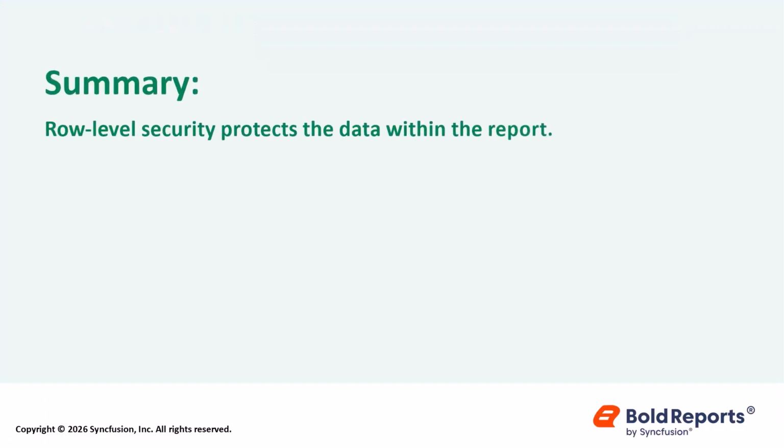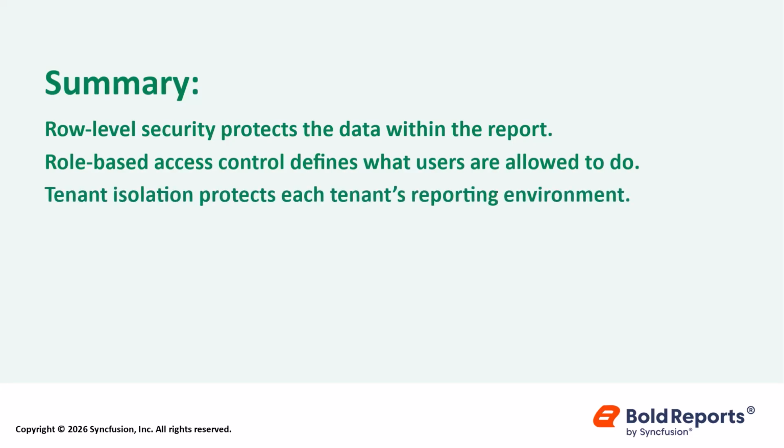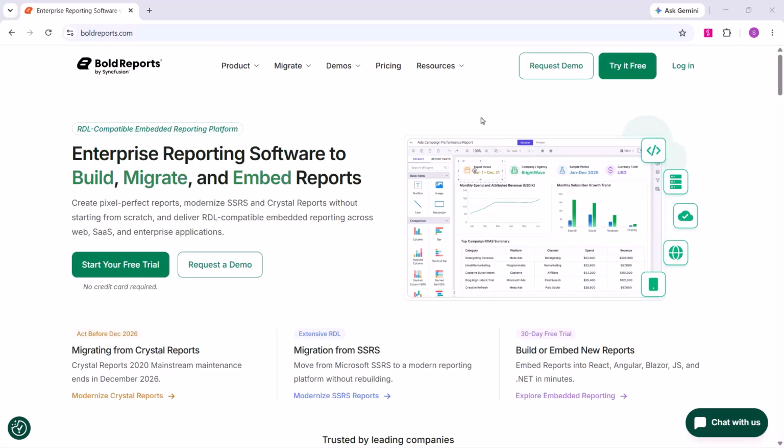So, to summarize, row-level security protects the data within the report. Role-based access control defines what users are allowed to do. Tenant isolation protects each tenant's reporting environment. And tenant-specific branding helps maintain trust, clarity, and separate operational boundaries. When these layers work together, you get a reporting solution that is secure, more scalable, and better suited for enterprise multi-tenant SaaS applications. Bold Reports brings these capabilities together into a single reporting platform, helping you deliver secure and tenant-aware reporting with greater confidence.